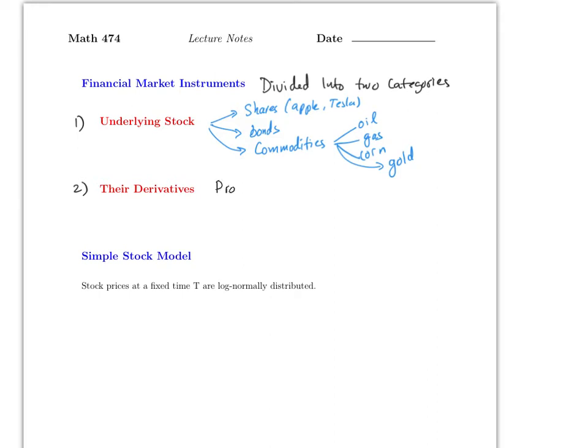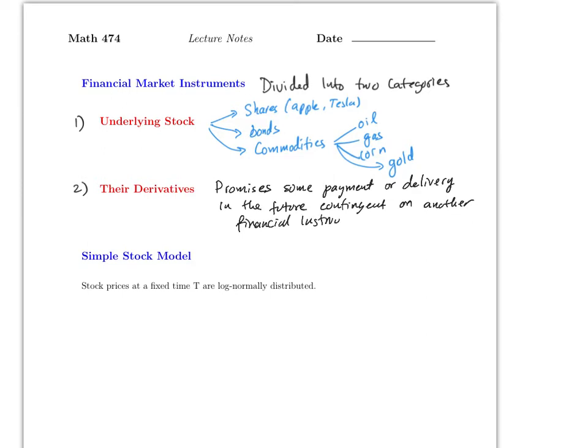So a derivative technically promises some payment or delivery in the future, contingent on another financial instrument, which is referring to the first category.